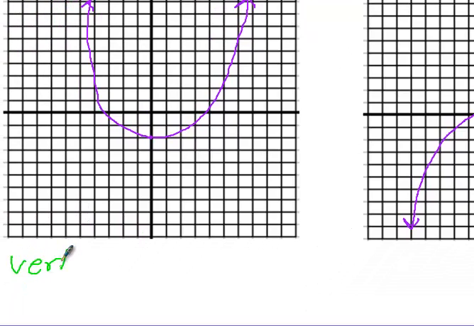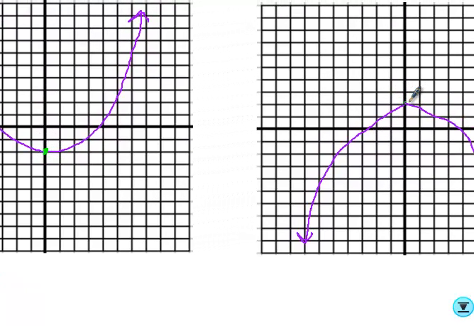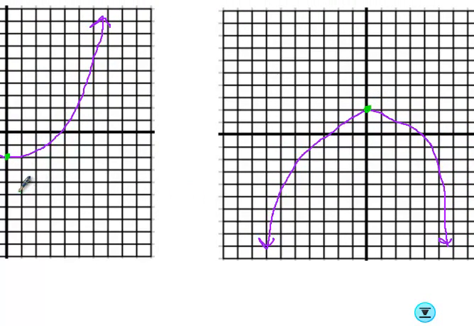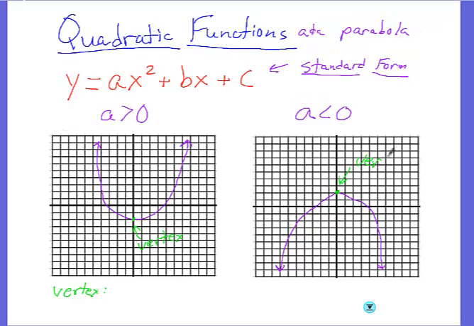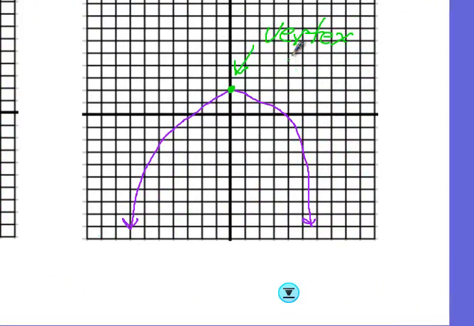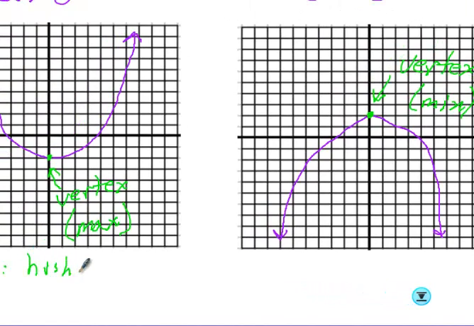So the vertex is this point right here. So it's basically the bottom, or it's right here, or the top, okay? So this is a vertex, and this is a vertex. There's two types of vertexes. If the parabola is opening upwards, this is called a maximum. And if it's opening downward, it's called a min or a minimum, okay? So basically the vertex is the highest or lowest point on a quadratic.